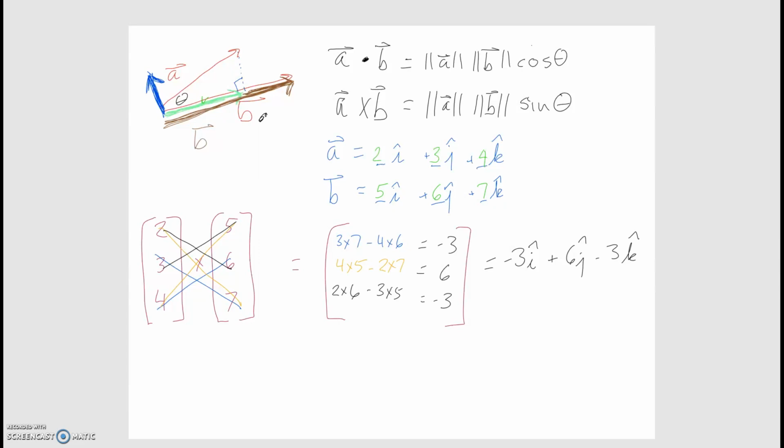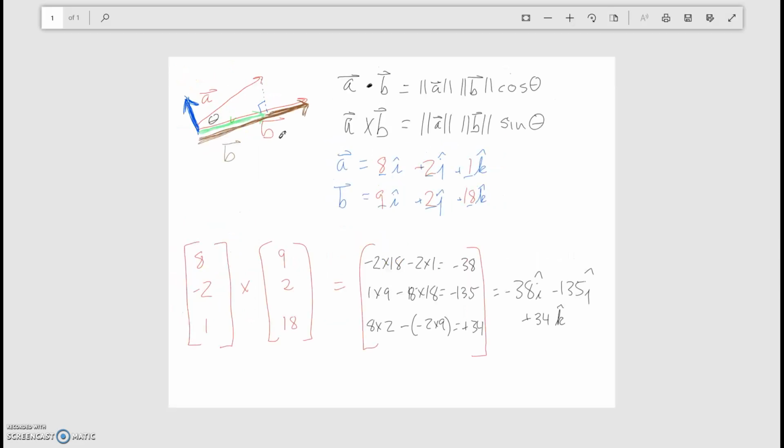Now, let's go solve the problem that we were working on yesterday. All right, now we look at the vectors we were working on yesterday. We had two vectors, A: 8i minus 2j plus k, and vector B: 9i plus 2j plus 18k. Now when I write them vertically, I put 8, minus 2, plus 1 cross with 9, plus 2, plus 18.